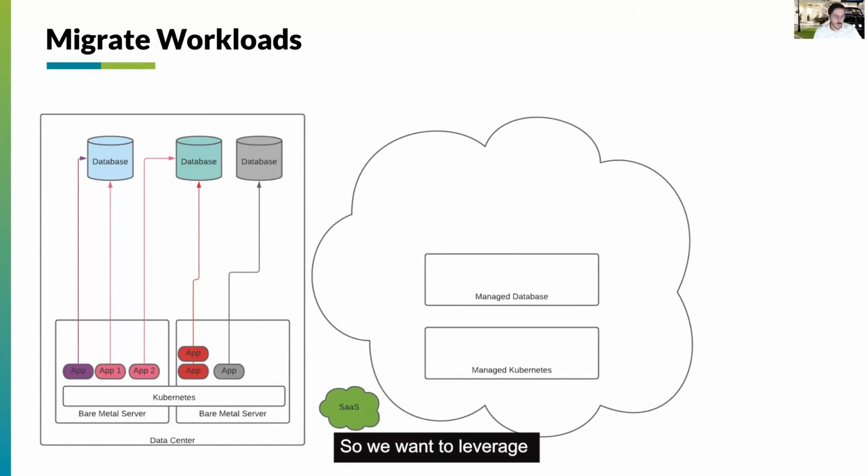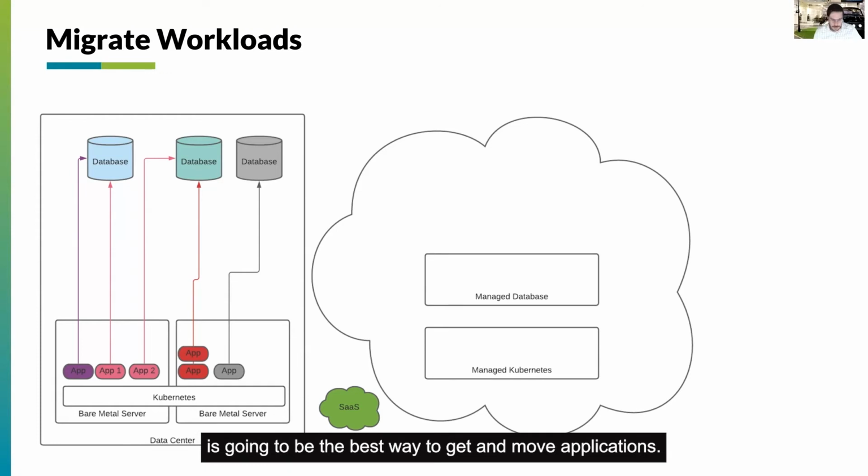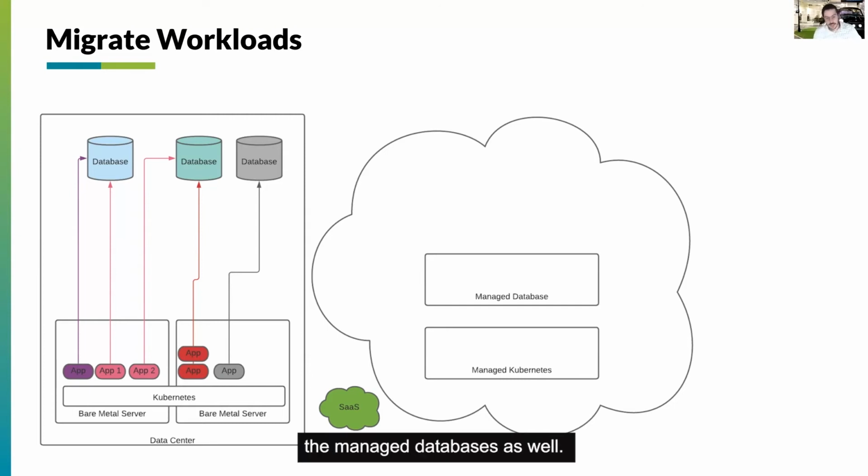So, we want to leverage as many cloud services as we can. If you're running in Google, GKE and Cloud SQL; in Azure, AKS; in AWS, EKS, having that managed Kubernetes instance is going to be the best way to move applications. If you have the fault tolerance for it and are able to do it, I would highly recommend the managed databases as well. You're going to get your best value for that.